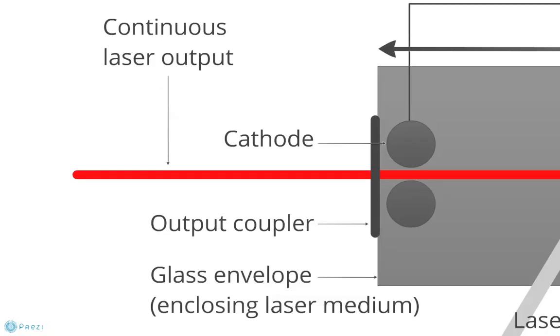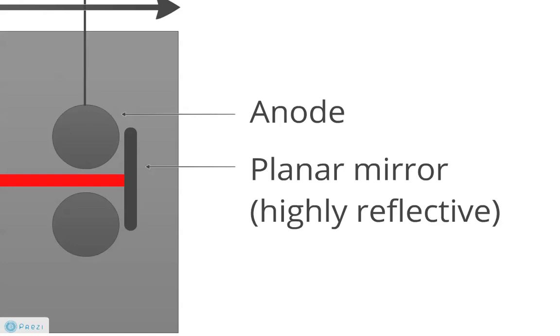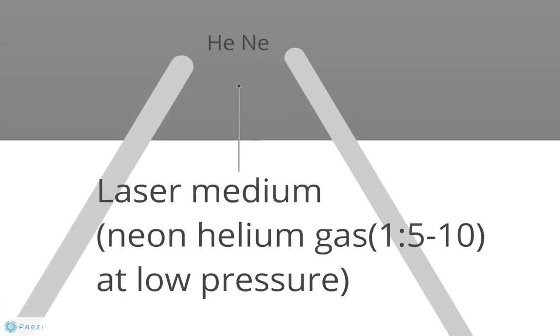Anode and cathode are ring-shaped and placed on opposite sides of each other to be able to get an electrical discharge. The output coupler has a reflectance of 99% and allows the beam to be reflected for the laser amplification and enables the operator to use 1% of the light for the output beam. The planar mirror has a very high reflectance of 99.9% and is placed parallel to the output coupler. The lasing medium itself consists of a specific neon-helium gas mixture.